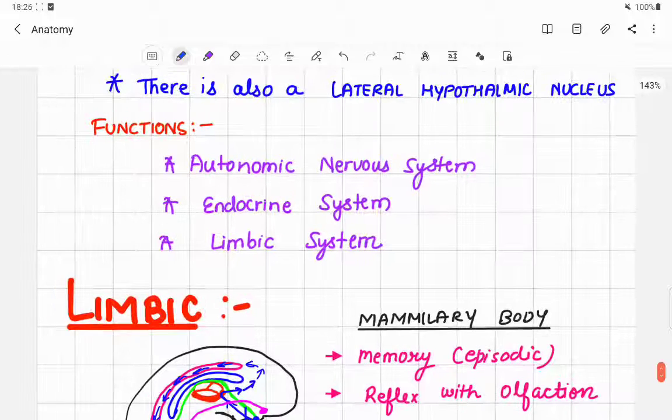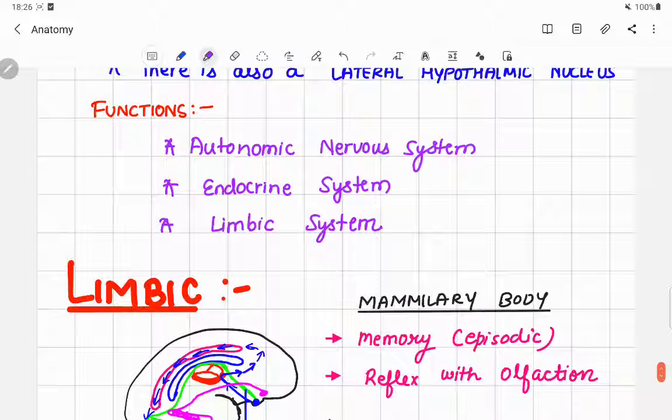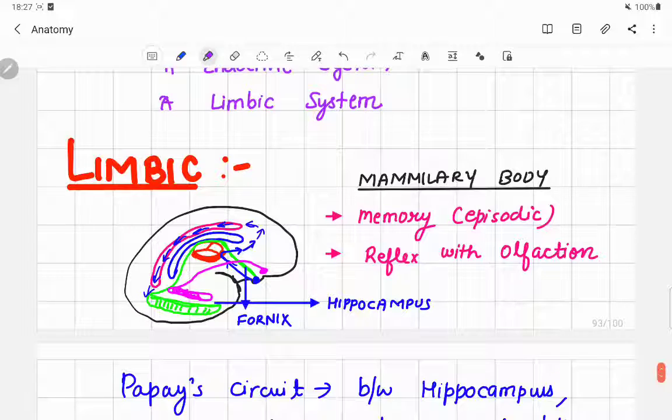The main basic functions of the hypothalamus involve the autonomic nervous system, the endocrine system, and the limbic system. That is, the hypothalamus has roles to play in all of these three systems. It has an important role to play in the autonomic nervous system. We'll look at this later. First we'll see the limbic system, then the endocrine system, and then the autonomic nervous system, and how the hypothalamus influences all these systems. So first of all, let us start with the limbic system.